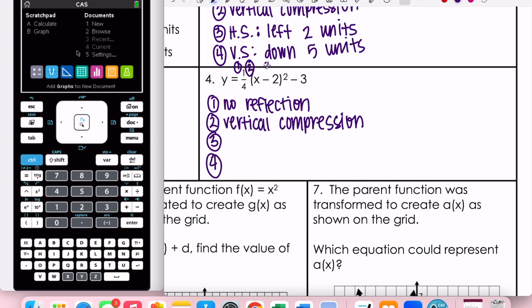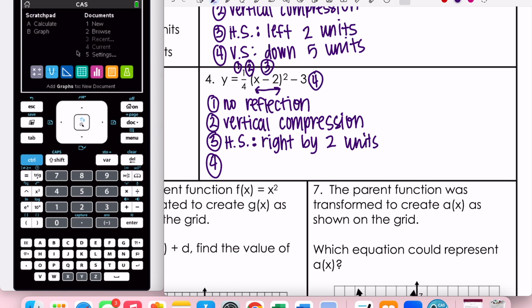Next, we want to look inside of the parentheses. Remember, always think opposite. Remember, inside of the parentheses is a horizontal shift. So here, I'm either going left or right. Again, remember, always think opposite. So if I see a -2, then that means I must be going right by 2 units.